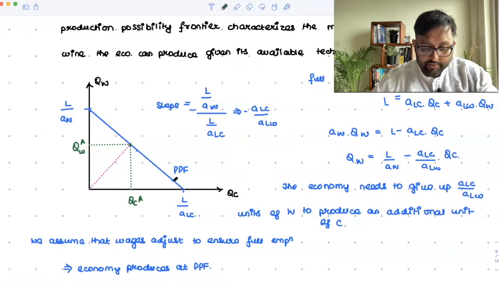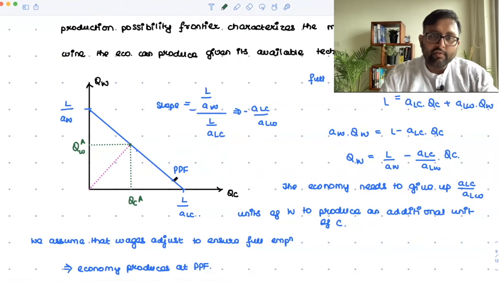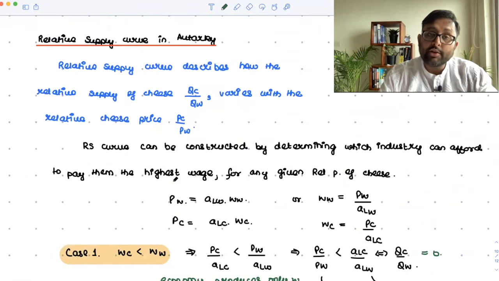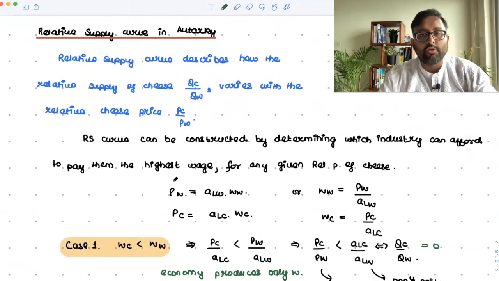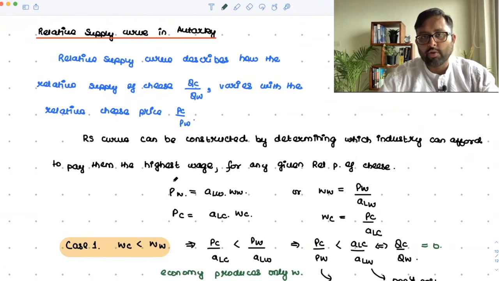We have not introduced the other country into this, and we will again be deriving the relative supply curve in trade when there will be two countries, when you have both the foreign as well as home country. But this is just the autarky equilibrium.